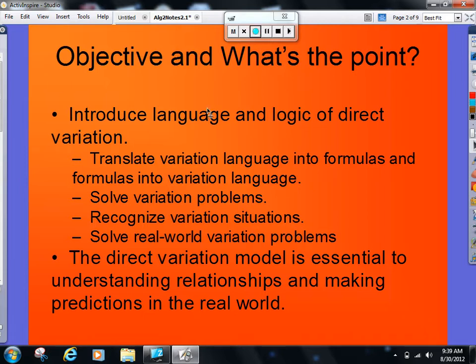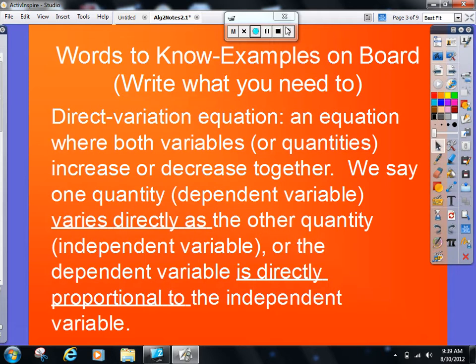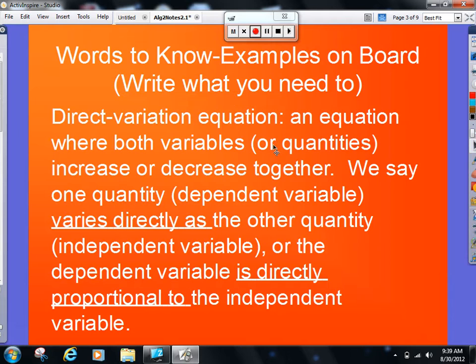We are going to today introduce language and logic of direct variation. There are some processes that you're going to have to memorize, but the more practice you do, the better you'll be at that. Okay, words to know. Direct variation equation is an equation where both variables or quantities increase or decrease together. We say one quantity, which is the dependent variable, varies directly as the other quantity, which is your independent variable, or the dependent variable is directly proportional to the independent variable.